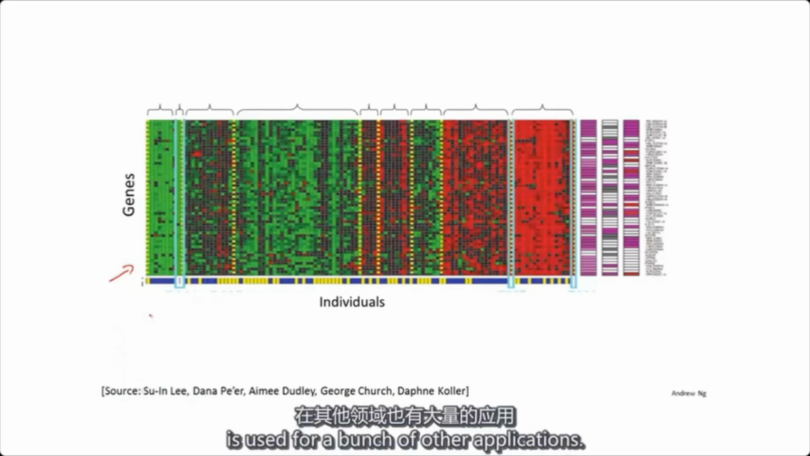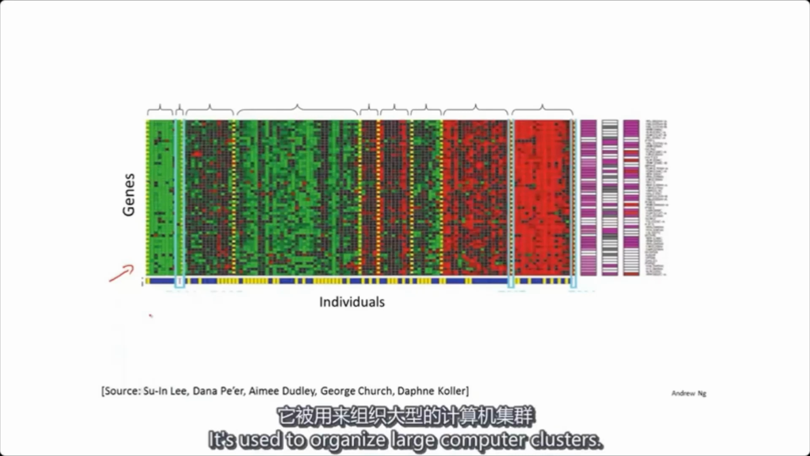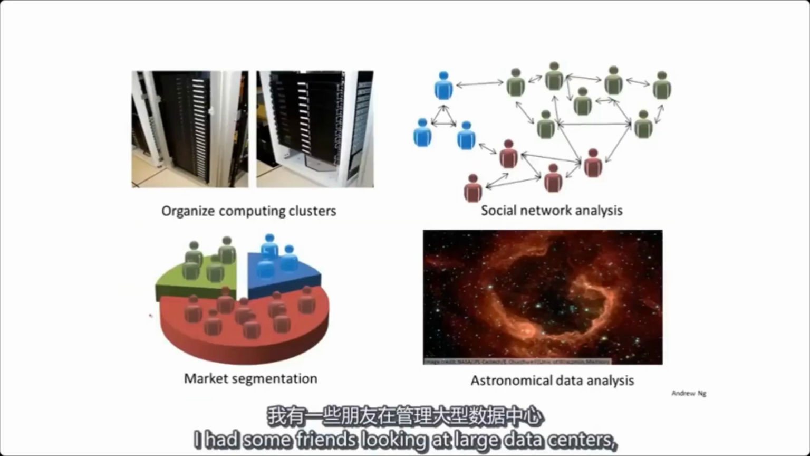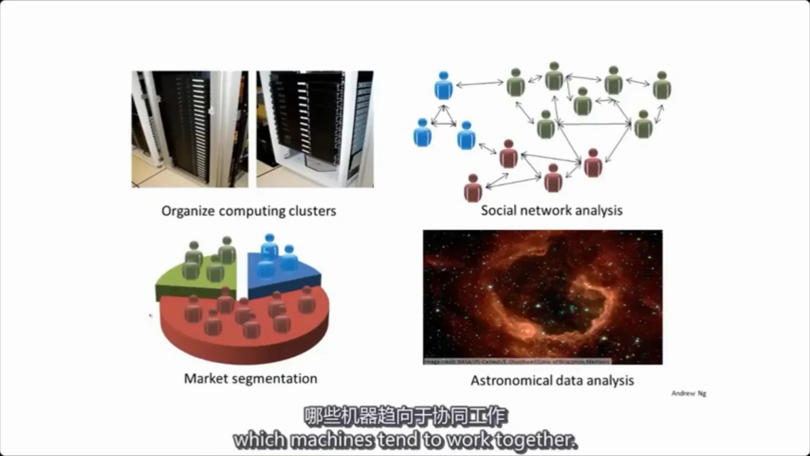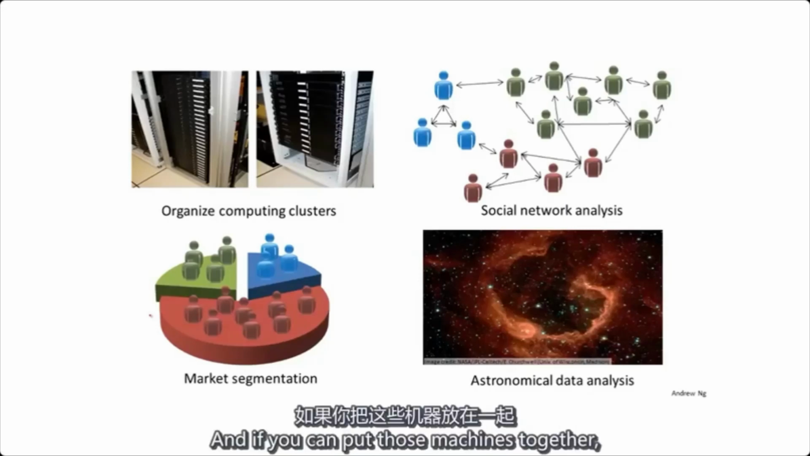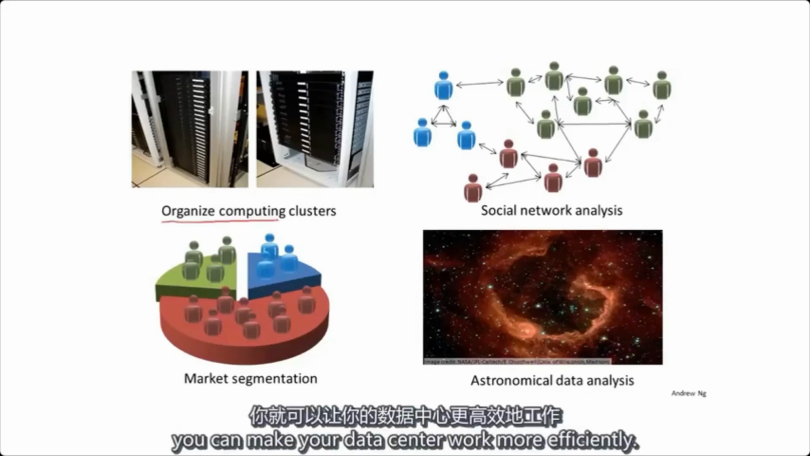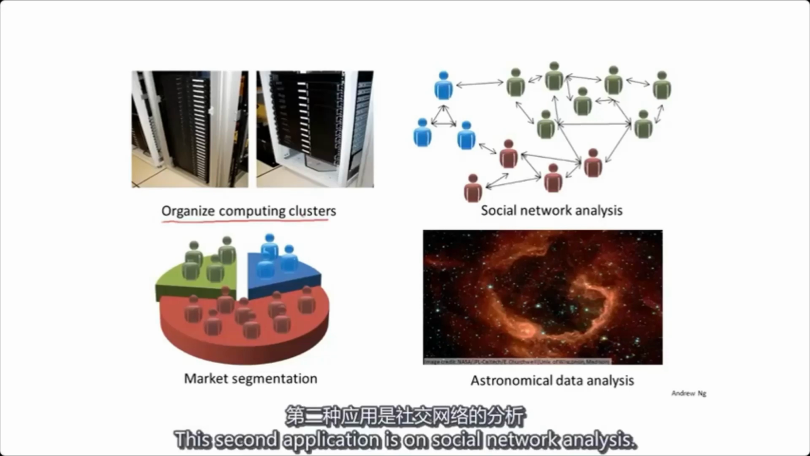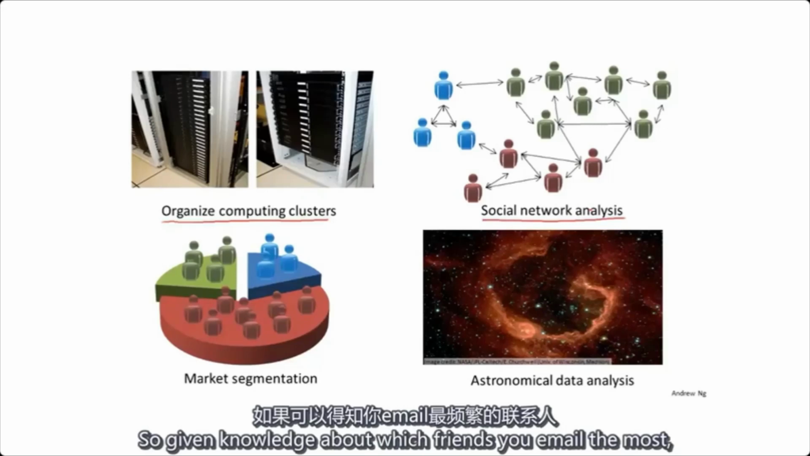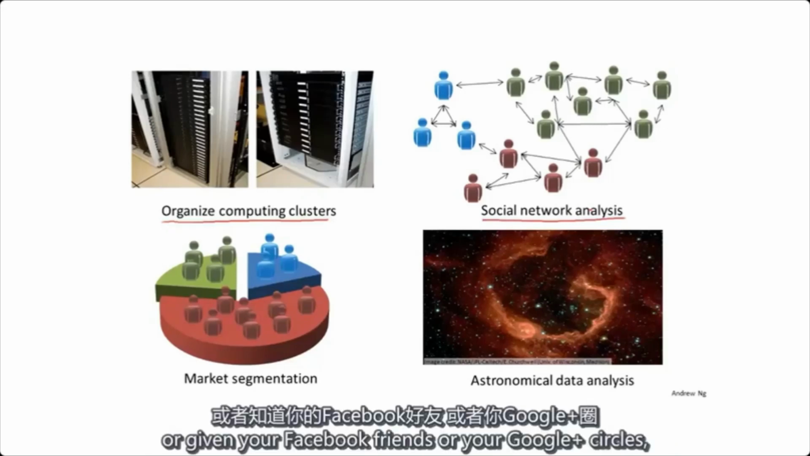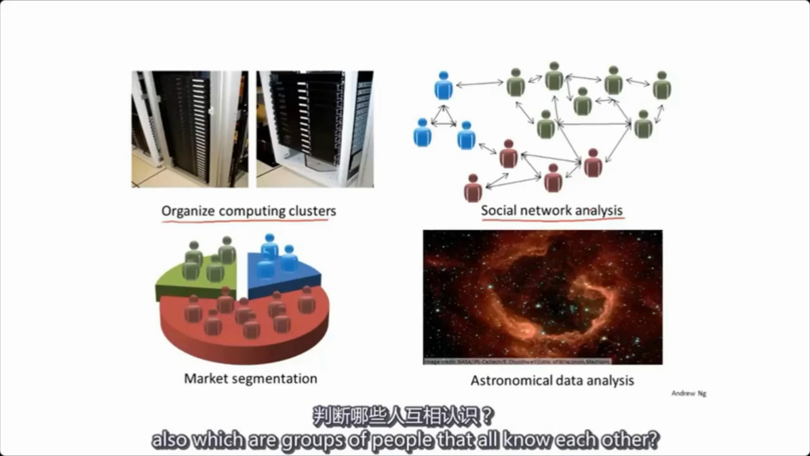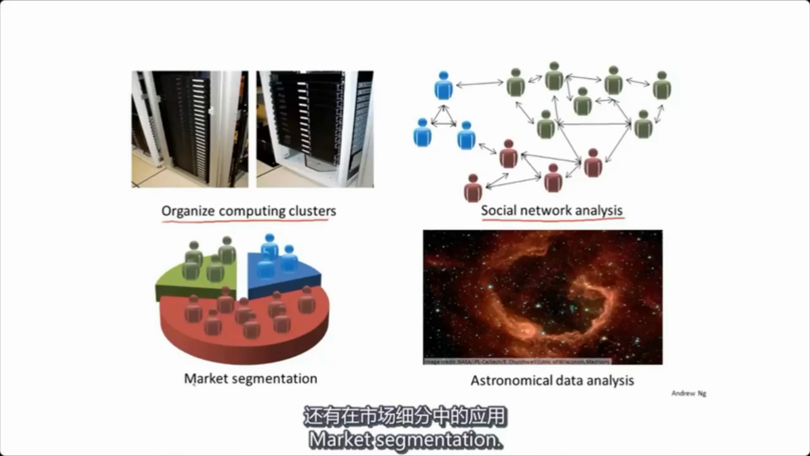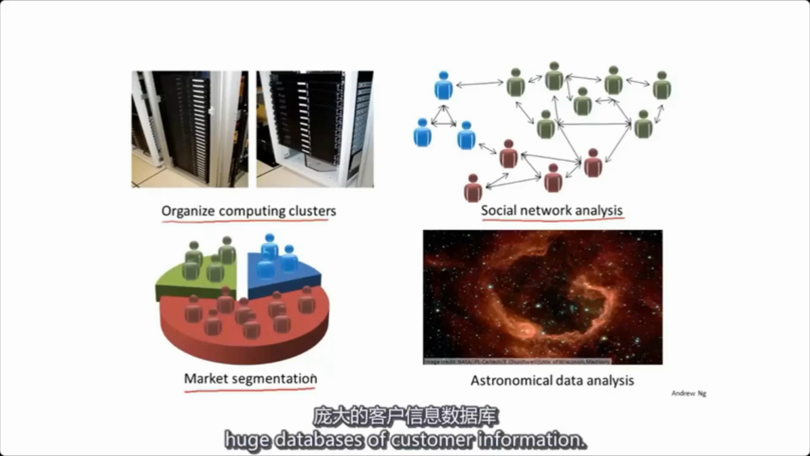Unsupervised learning, or clustering, is used for a bunch of other applications. It's used to organize large computer clusters. I had some friends looking at large data centers, that is, large computer clusters, and trying to figure out which machines tend to work together. And if you can put those machines together, you can make your data center work more efficiently. Here's the second application, social network analysis. So given knowledge about which friends you email the most, or given your Facebook friends or your Google Plus circles, can we automatically identify which are cohesive groups of friends, or which are groups of people that all know each other? Market segmentation. Many companies have huge databases of customer information.